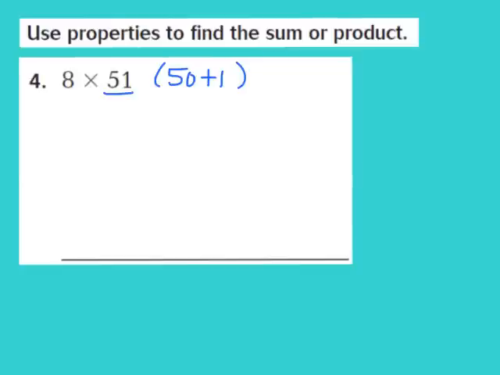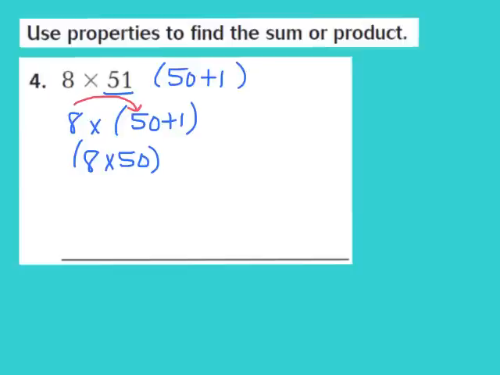So I'm now going to rewrite my problem as 8 times (50 plus 1). Now, my next step is going to illustrate that new property that we're dealing with in this lesson, and it's the distributive property. So what I know is I now have to distribute my 8 to the 50. So I'm going to draw my arrow to show that. So it becomes 8 times 50. But then I also know that I have to distribute my 8 to the 1. So it's 8 times 50 plus 8 times 1.